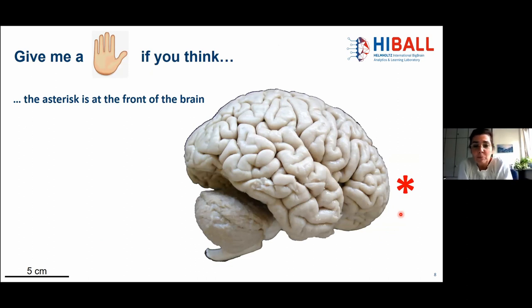Okay. Now, let me see. Let's bring a bit of interaction into this, because otherwise it's terribly boring if it's only me talking all the time and you having to listen. Give me a hands up if you think that the asterisk that I've placed here at the very far right of the image is at the front of the brain. Yes, I see hands coming up, loads of hands coming up, that's nice. Now, tell me something. Do you think that this hemisphere that I'm showing is a left hemisphere? Either leave your hands up or take them down. Oh yes, all hands are disappearing. Very good. So yes, what you see here is the right hemisphere of the BigBrain, and the asterisk is in front.